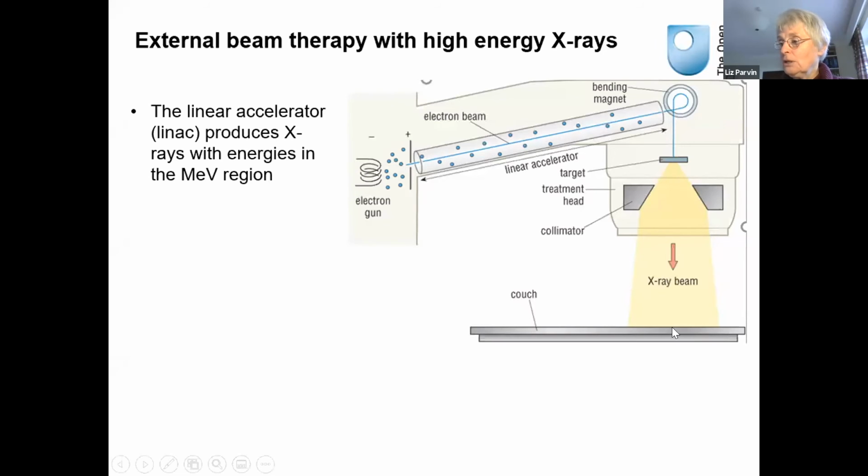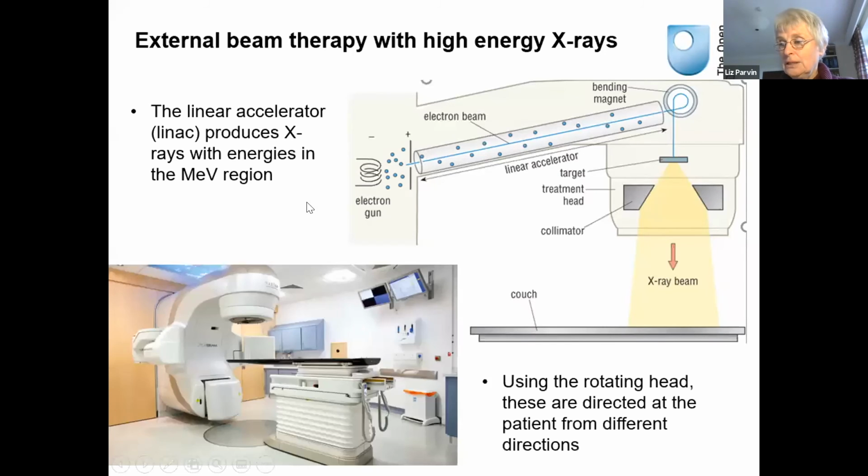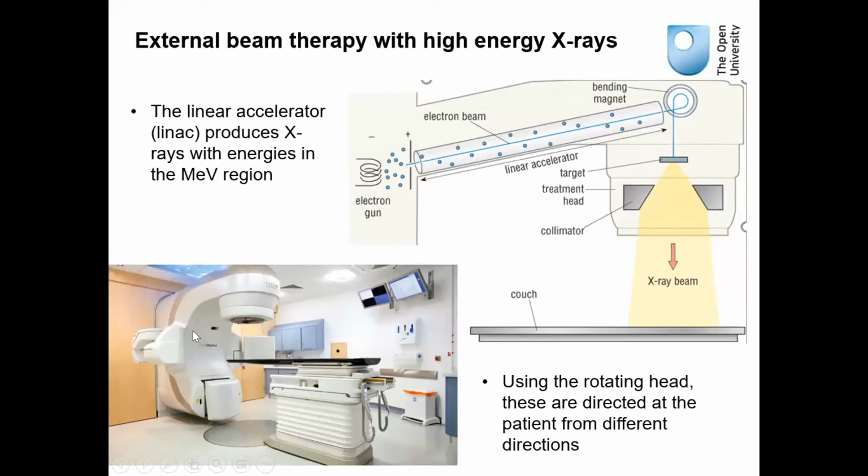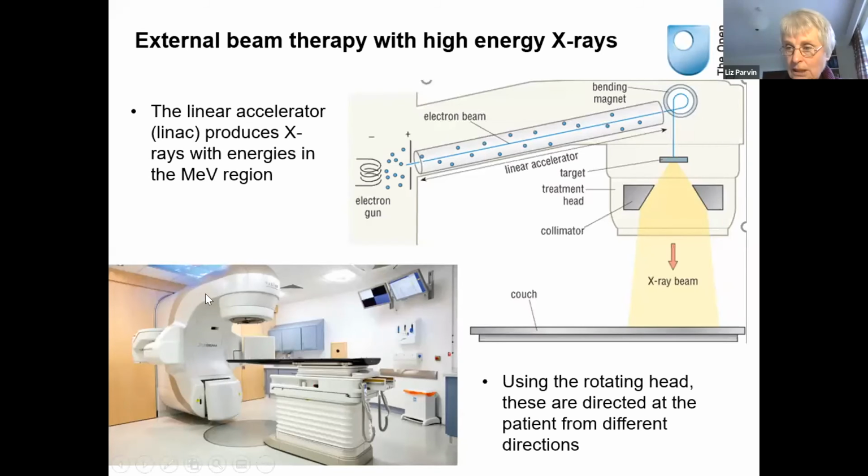And then the X-ray beam will come down on the patient here. And this is what the assembly actually usually looks like. Patient will lie here. This is your linear accelerator, up in here.